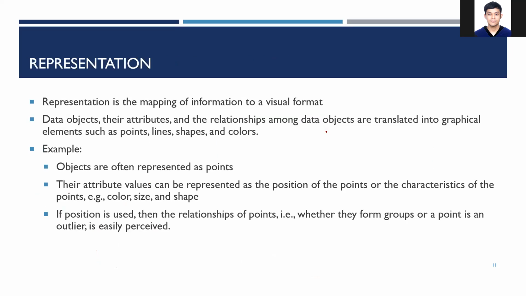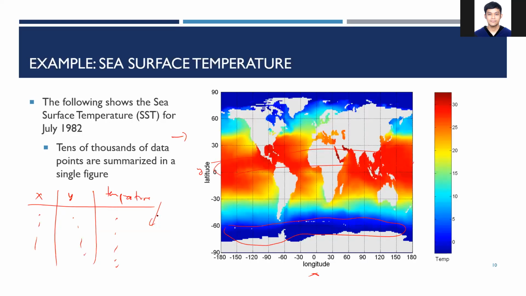Data representation is the mapping of information into a visual format. This is the formal definition of data representation. The data objects, their attributes, and the relationships among the data objects can be translated into graphical elements. For example, we can use points, lines, shapes, and color. The picture before used color to represent the data.